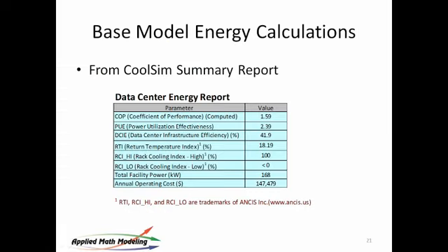This is the actual plot of the data center energy set that we were looking at. And you see here that the RTI is 18. The RCI high is certainly fine, no racks are over temp, but we've got a problem here with low. So we're wasting energy. The estimated cost to run this data center for a year is about $150,000.